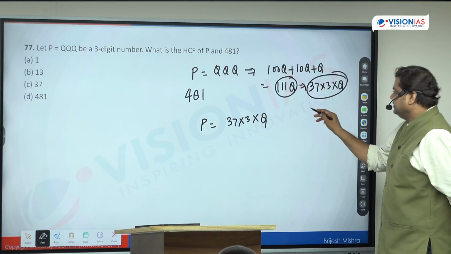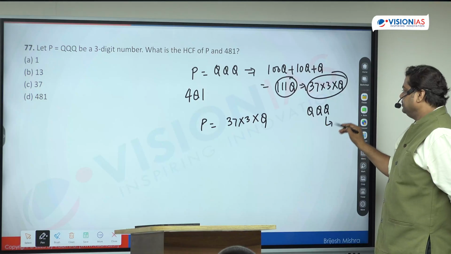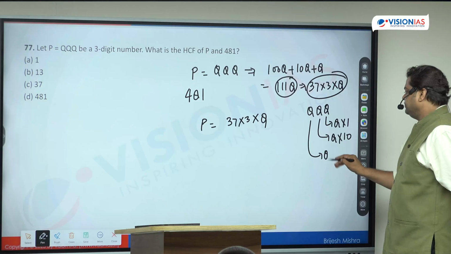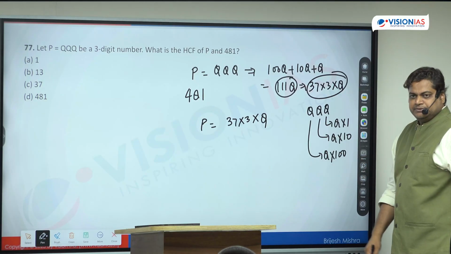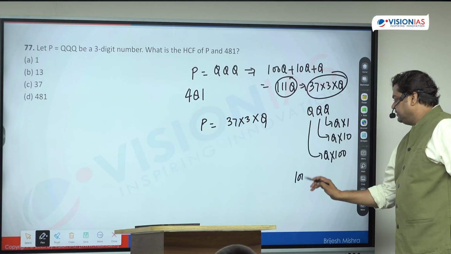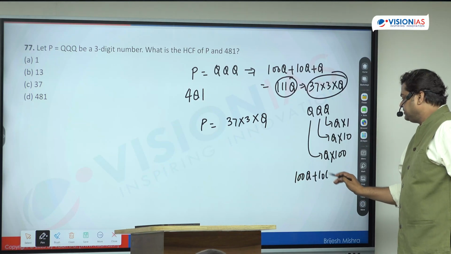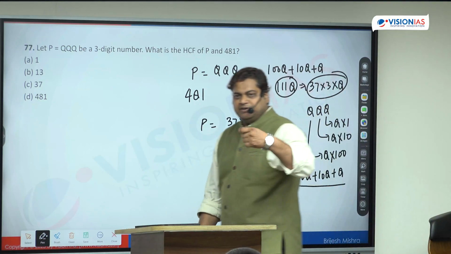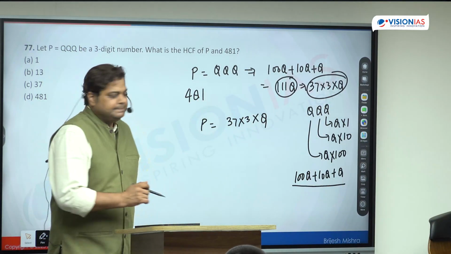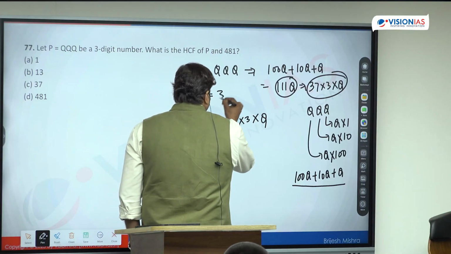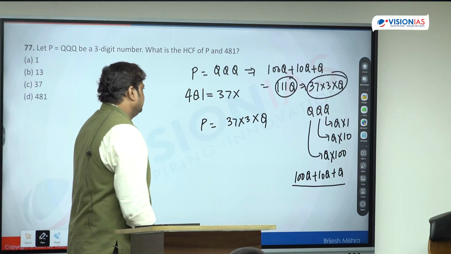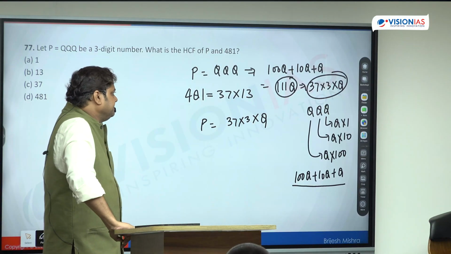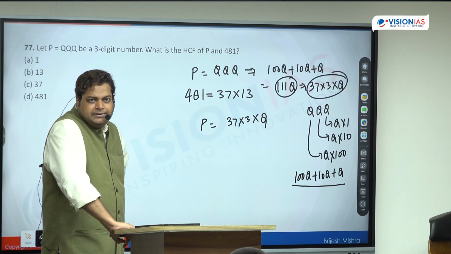How do we find the place value? Like Q, Q, Q: q into 1, q into 10, q into 100. This way we take the place values. So what are we getting? In terms of place value, 100q plus 10q plus q. This is what? 111q. And the factors of 111 we can write as 37 into 3. And this value 481, this is what? 37 into what? 13? Correct? 37 into 13 we can write?